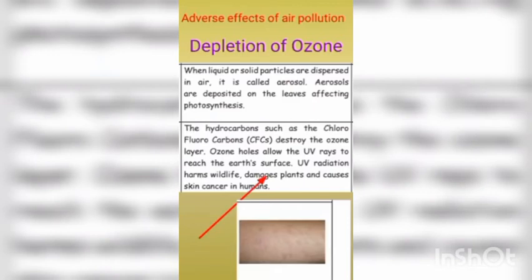Depletion of ozone. The hydrocarbons such as the chlorofluorocarbons, CFCs, destroy the ozone layer. Ozone holes allow the UV rays to reach the Earth's surface. UV radiation harms wildlife, damages plants and causes skin cancer in humans.